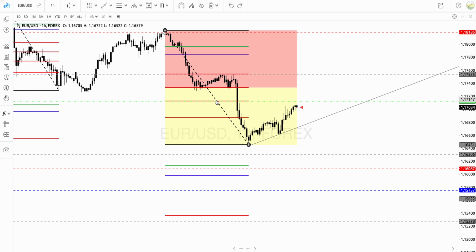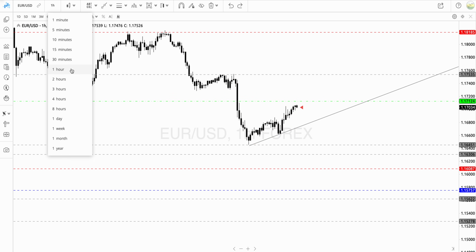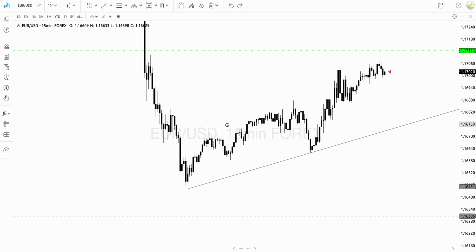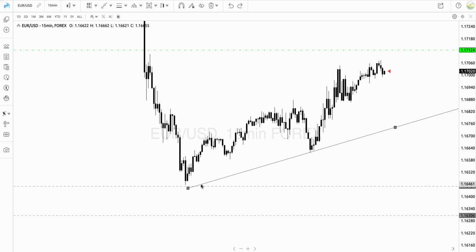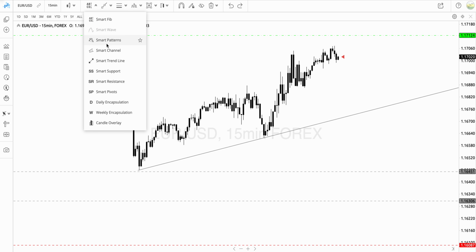So what I want to do, I'm going to get rid of this fib. I'm going to go to the 15. I'm going to measure the move to the upside to see if we've completed. Oh, this is not lined up well. Let's fix this. Okay, that's better. Let's see what the system says.